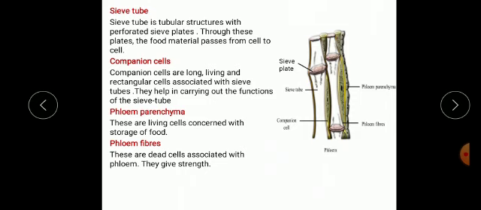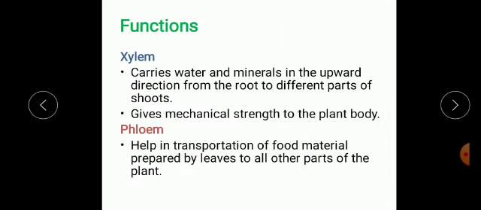Phloem parenchyma. These are living cells concerned with storage of food. Phloem fibers. These are dead cells associated with phloem. They give strength to the plant.